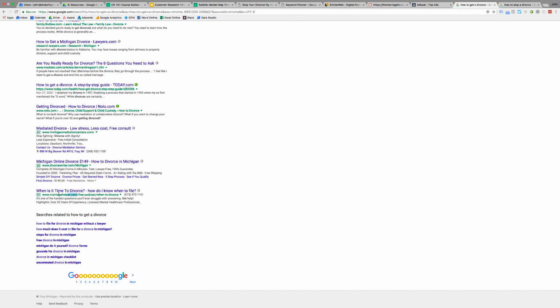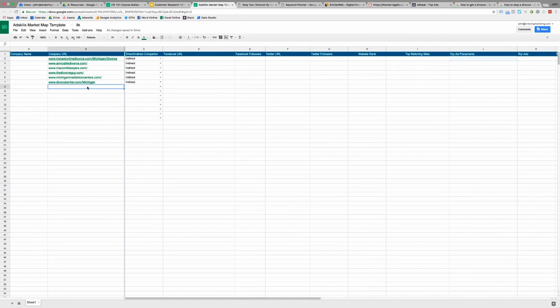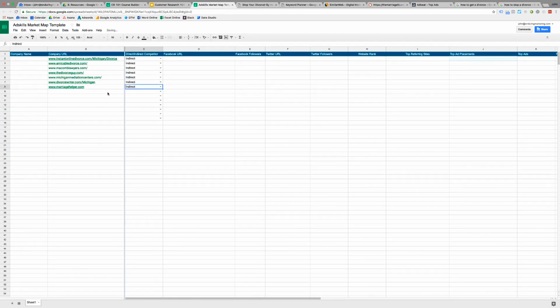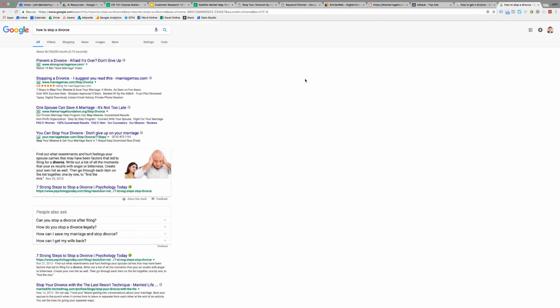Anytime you see something that's got an org in it, I would highly recommend ignoring it, because that is probably operating under what's called Google Grants. Every nonprofit gets, I think, $10,000 a month to advertise on AdWords. So if you see an org, I would ignore it because they're probably not generating profit off of it. For the ones that end in .com, the chances are a lot higher. So for how to stop a divorce, we're going to look at the .coms.